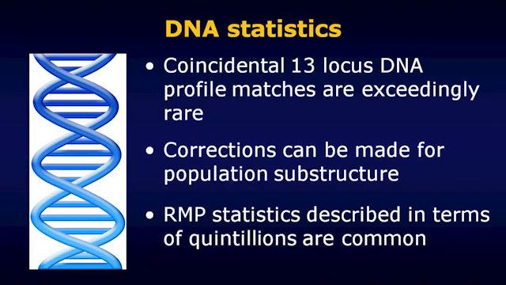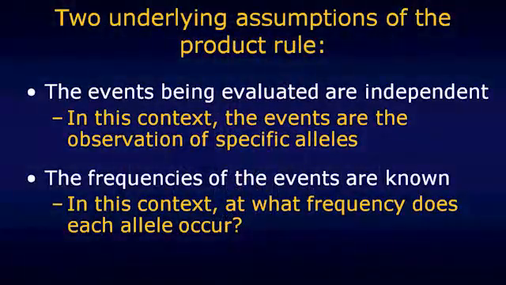It's an exceedingly unlikely thing to find two individuals with perfectly matching 13, 14, 15, or 16 locus DNA profiles. Those sorts of things are just very unlikely to occur by chance. So, there were two assumptions that underlie the use of the product rule. The first one that I've just talked about is this idea of independence within and between the alleles that we've detected in those electropherograms.